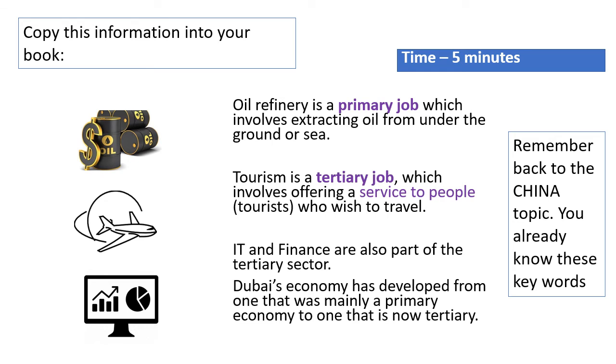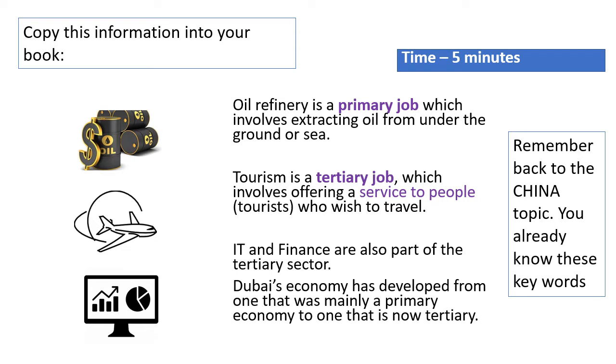Okay, another 3 paragraphs that I'm going to read through and then you're going to jot down again. Oil refinery. So refining oil is a primary job which involves extracting oil from under the ground or sea. So primary jobs are extracting natural resources, in this case oil.